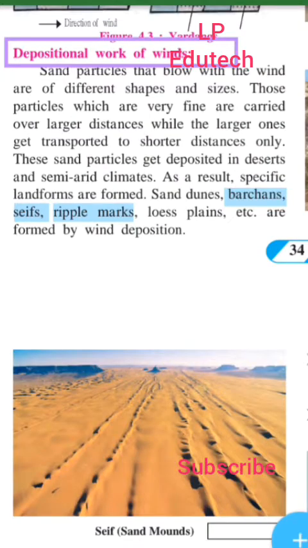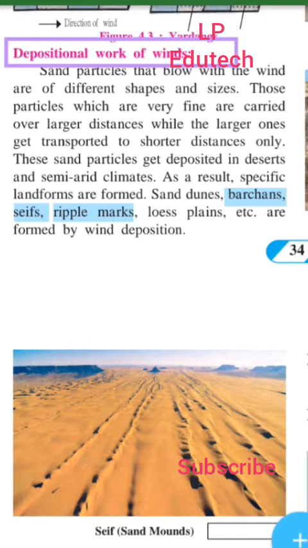Let us turn to the next point, depositional work of winds. Now sand particles that blow with the wind are of different shapes and sizes. We know it depends on the wind direction and the speed. Those particles which are very fine are carried over larger distances, while the larger ones get transported to shorter distances only, as it depends on their weight as well. If it is weighty, then it is able to travel a very short distance. If it is very light, then it can go far away.